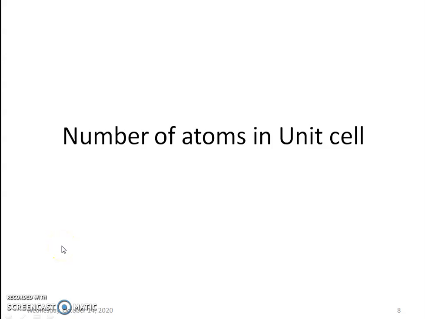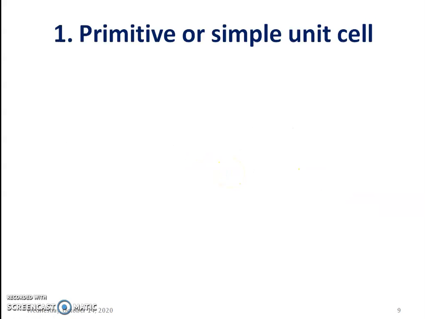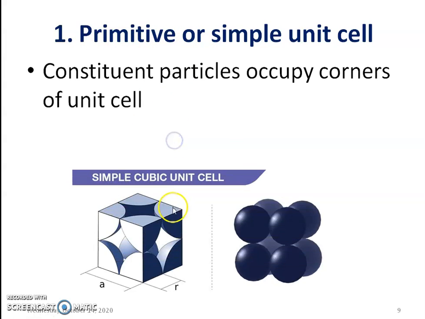In this video, we are going to discuss the number of atoms in a unit cell and the crystal system. As I told you, there are four types of unit cells: primitive or simple unit cell, body centered unit cell, face centered unit cell, and end centered unit cell. Now, the number of atoms present in a primitive or simple unit cell.